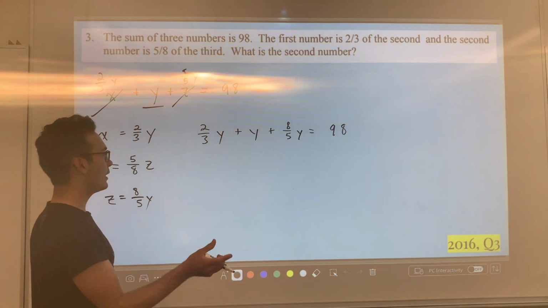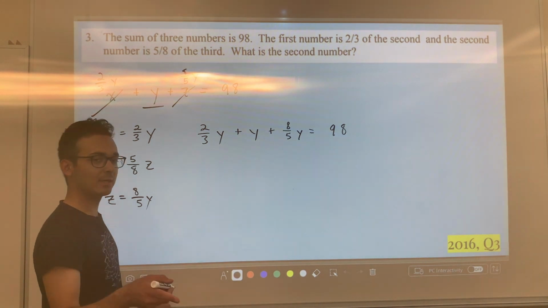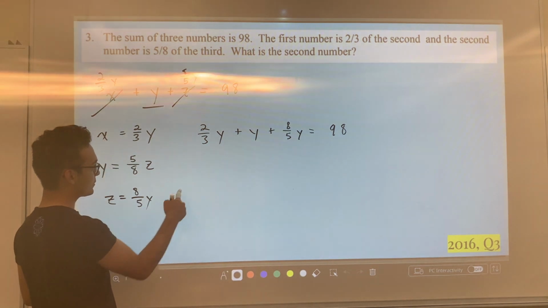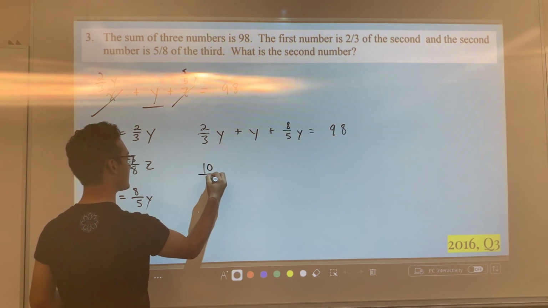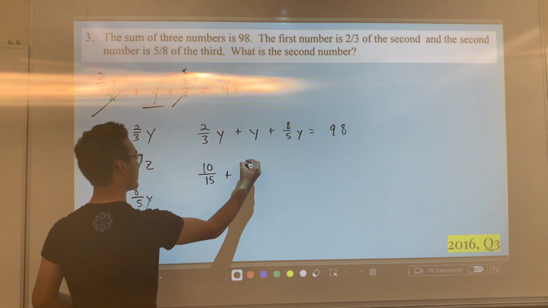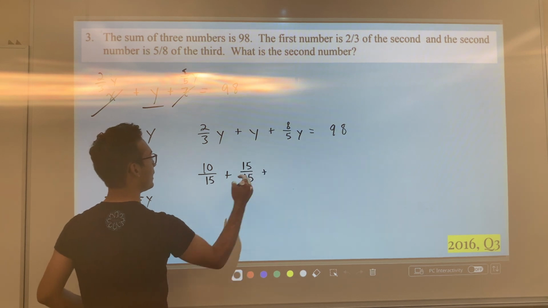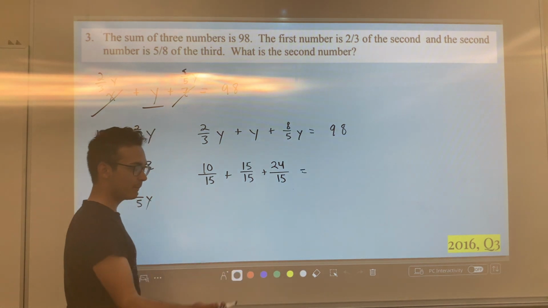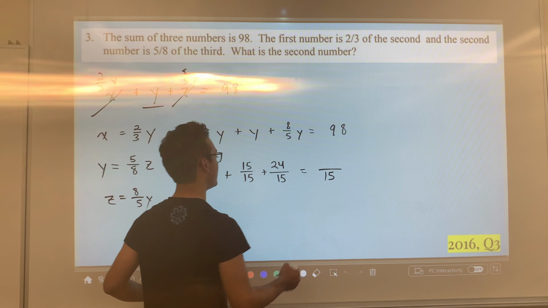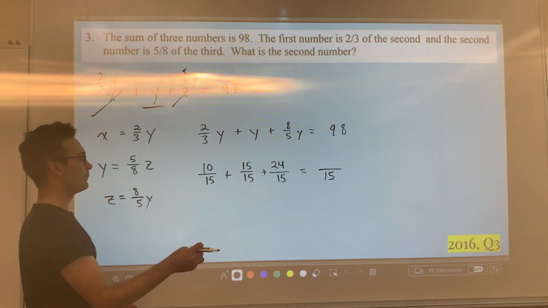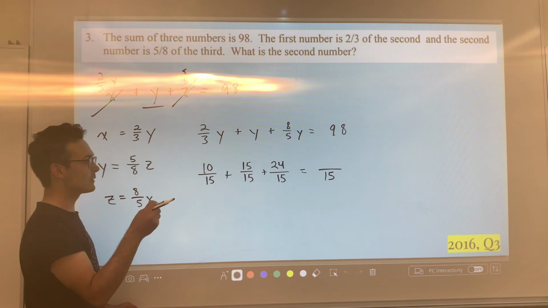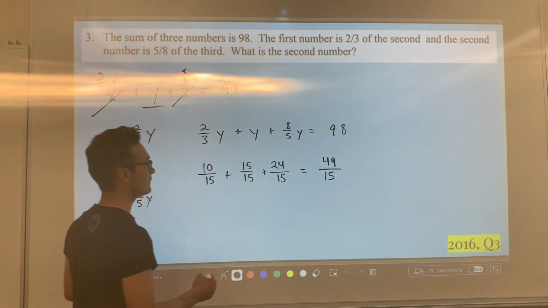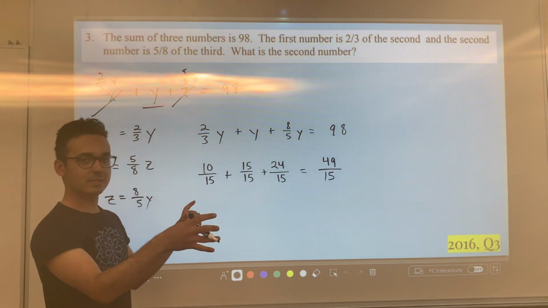Now all I have to do is worry about adding these coefficients. And to do that, I'm going to have to find a common denominator. The common denominator is going to be 15 in this case. So the 2/3 will transform into 10/15. The 1 will turn into 15/15. And the 8/5 will transform into 24/15. Add those up, the 15 remains constant on the denominator, and the tops of the fractions: 10 plus 15 is 25. 25 plus 24 is equal to 49. So we end up getting 49/15. And that's the sum of the coefficients.